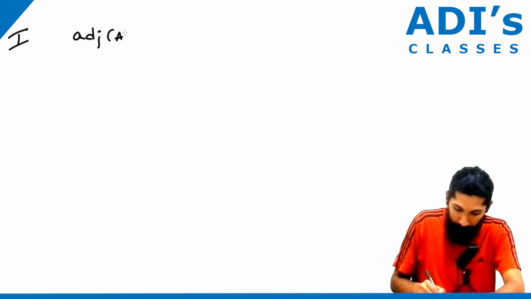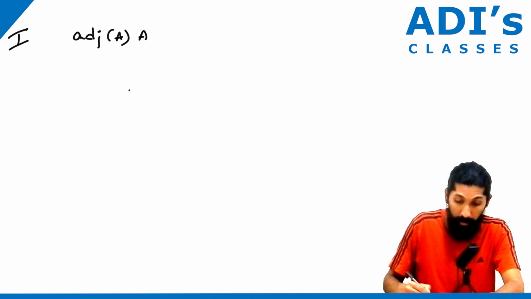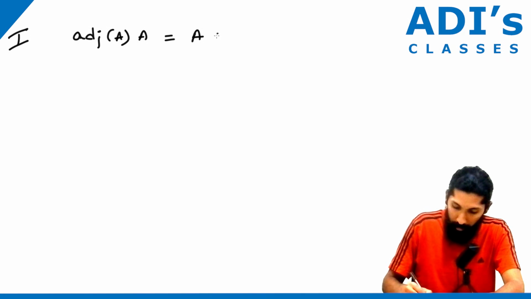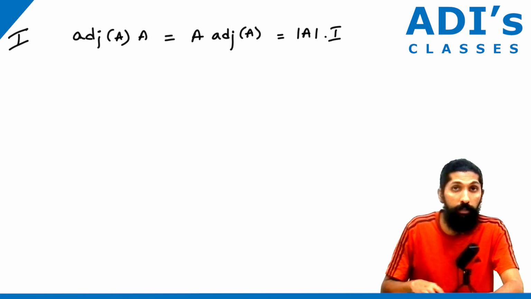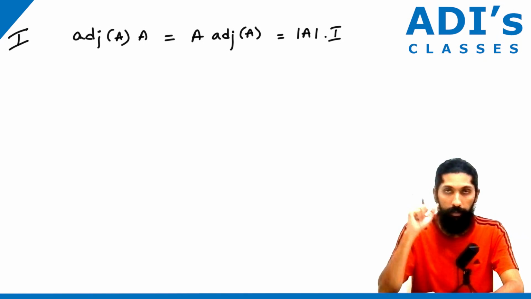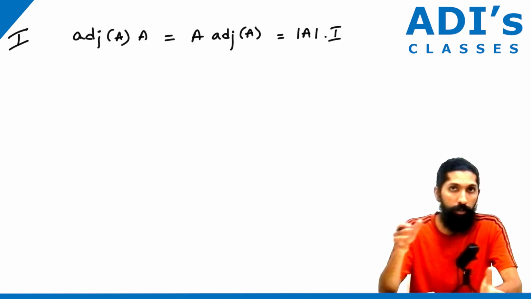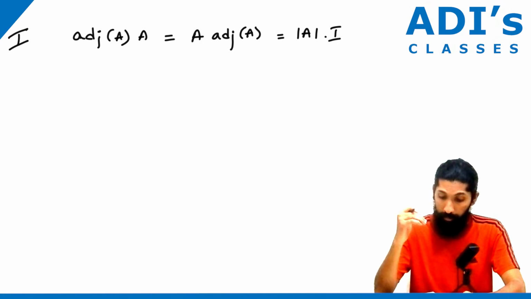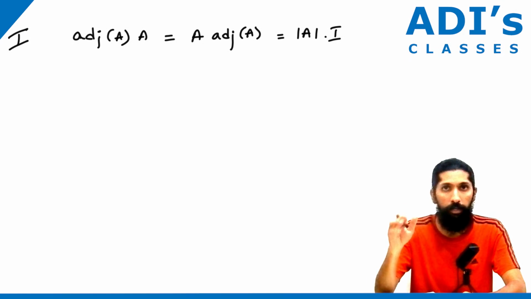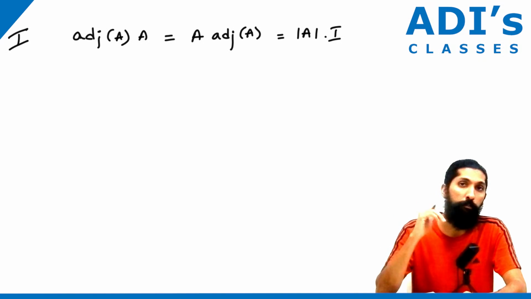The first property is adjoint of A into A is equal to A into adjoint of A. Both of them are equal to determinant of A into I, I being the identity matrix. Suppose you take a 3 cross 3 matrix, you calculate A into adjoint of A. Both of them are 3 cross 3 anyway, so the multiplication has no issues. Then we calculate the determinant into I, I3 or I2, depending on the order.